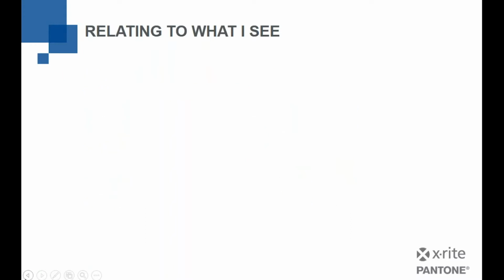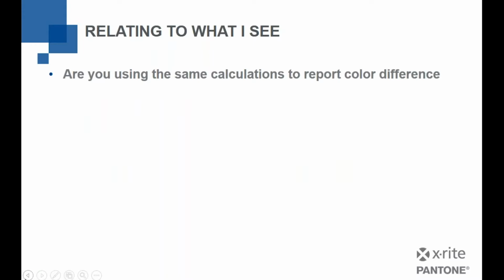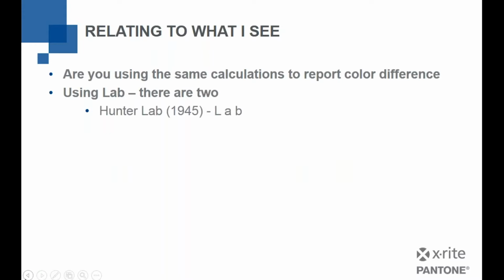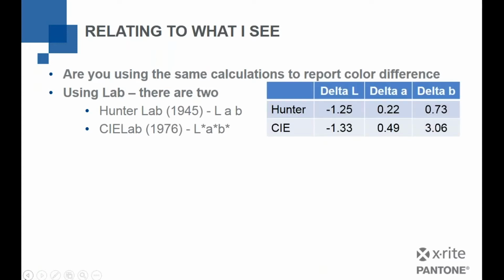So now let's move on to the color difference piece. So we've got to be sure we're using the same calculations. For example, if you're using LAB, there's two. There's something called Hunter LAB, which came in 1945, and there's CIELAB, is the way we typically pronounce it, from 1976. You'll notice the CIELAB has asterisks next to the L, A, and B, and the Hunter is just plain LAB. So this is measuring a standard and a sample, calculating their differences for delta L, delta A, and delta B, and you can see you get different results.